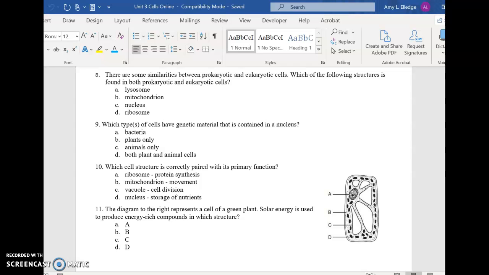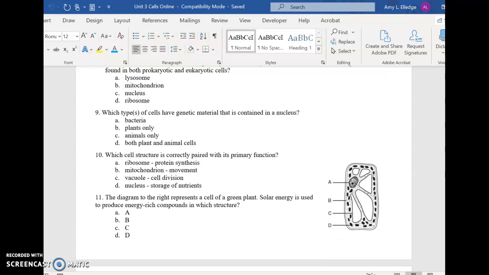Mitochondria are found in plants and animals. Nuclei are only found in eukaryotic cells, so no. So the only option is the ribosome, which is not a membrane-bound organelle. It's made out of rRNA.